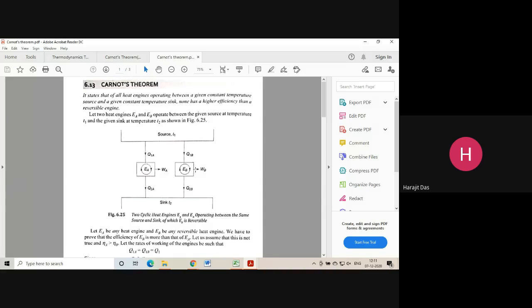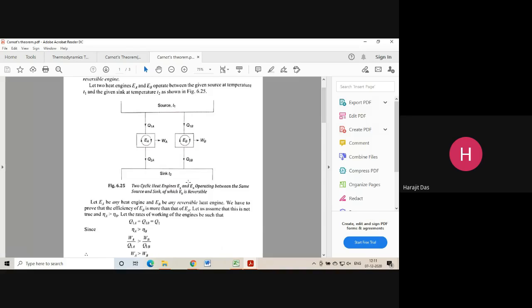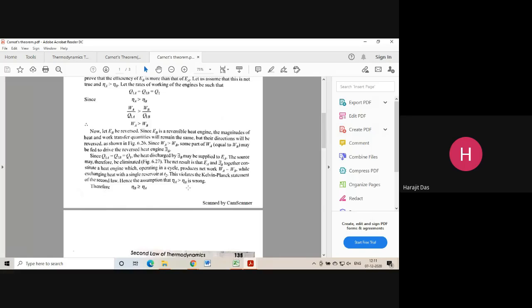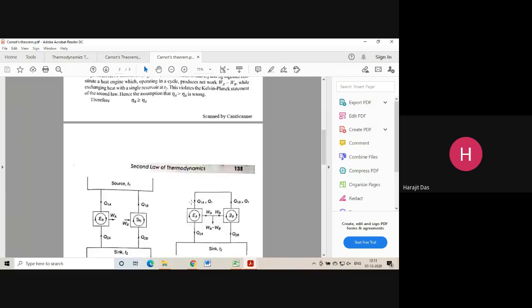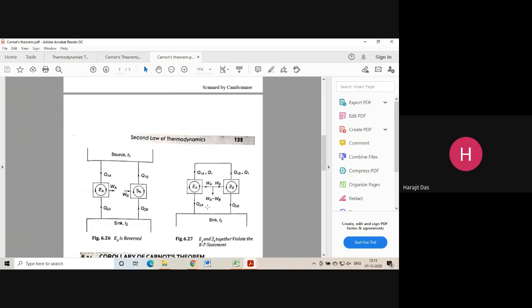Understood? So this was Carnot's theorem, and we have proved it by violating the Kelvin-Planck law when we consider that the efficiency of this heat engine will be greater than this one. So finally, with this diagram, you can prove that.